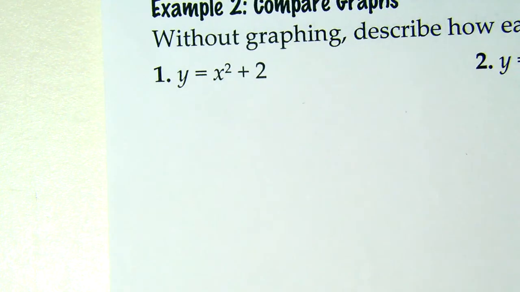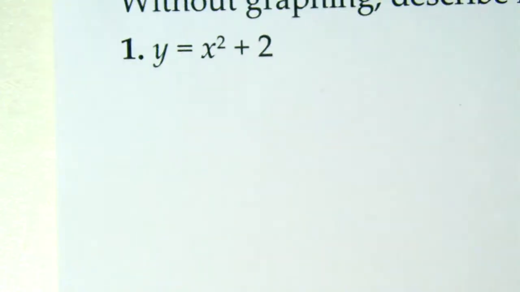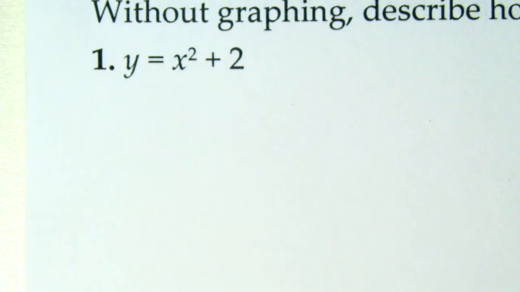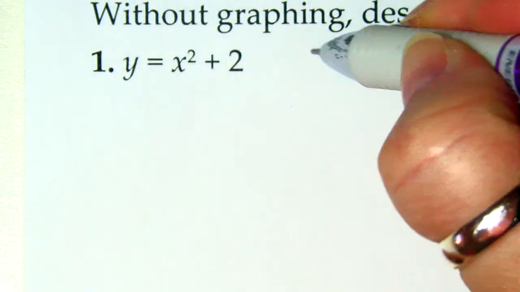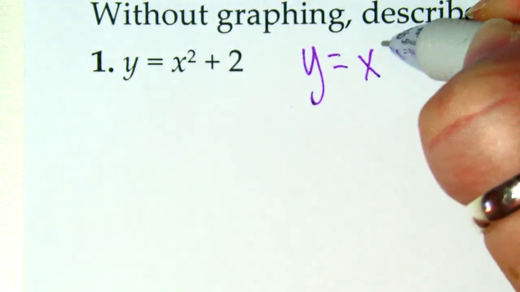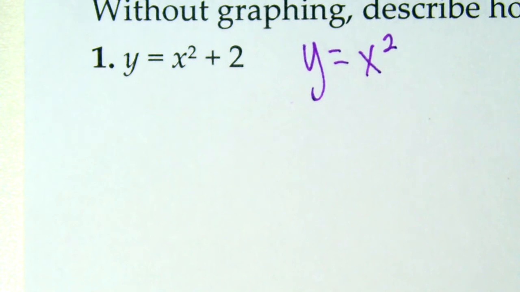Okay, so number 1, go ahead and write this equation down. So remember we're comparing that to y equals x squared. So we're just going to describe how it's different. Did it move up or down? Did it get wide or narrow? Did it flip? So that's what we're looking for. So what is different in the equation?